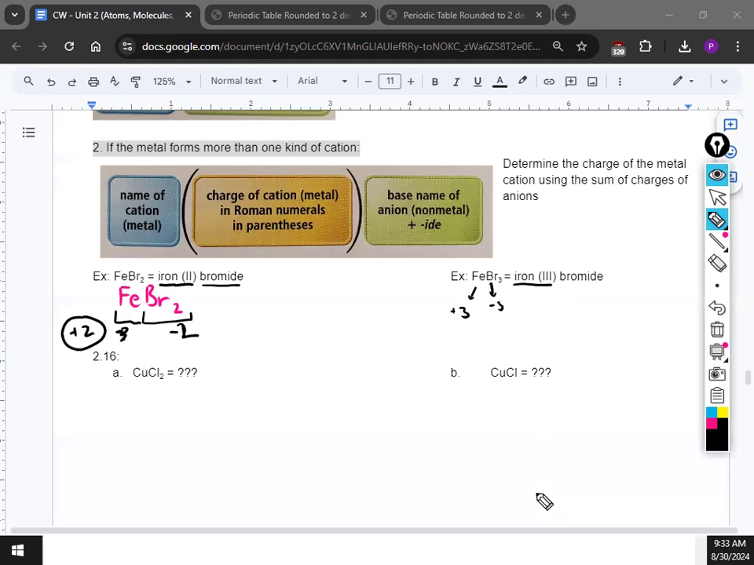Yeah. You do get a periodic table. Yeah. It'd be impossible to do it without it. Yeah.